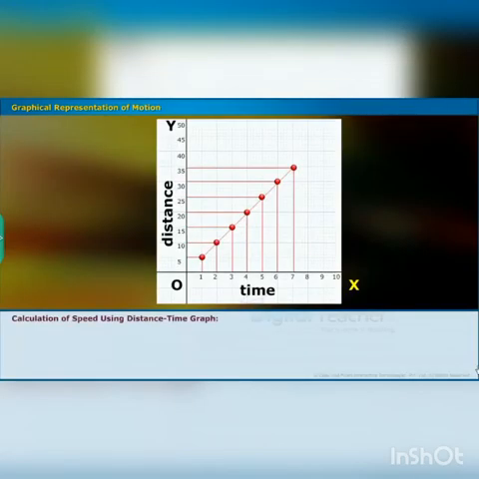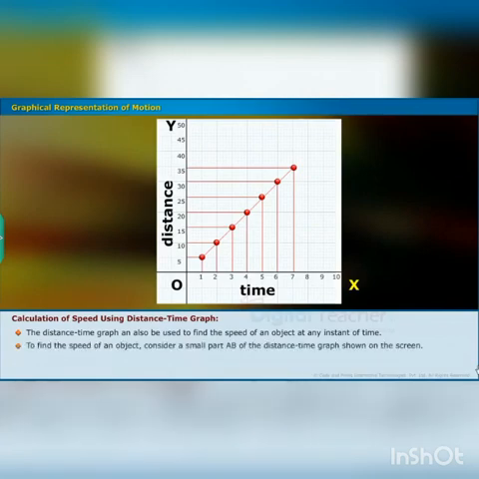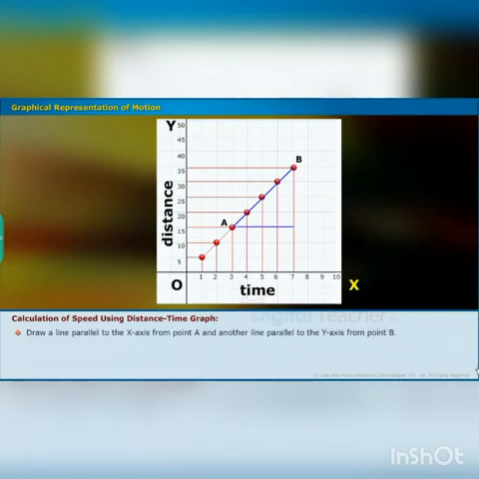Now let us know the procedure to calculate the speed using the distance-time graph. The distance-time graph can also be used to find the speed of an object at any instant of time. To find the speed of an object, consider a small part AB of the distance-time graph shown on the screen. Draw a line parallel to the x-axis from point A and another line parallel to the y-axis from point B. These two lines meet each other at point C to form a triangle ABC.